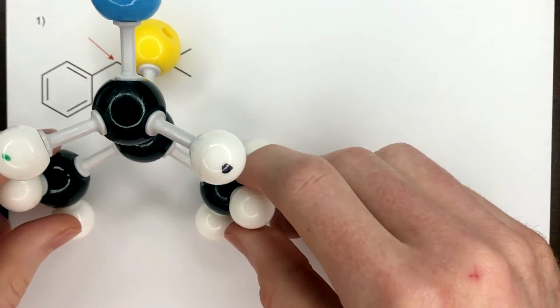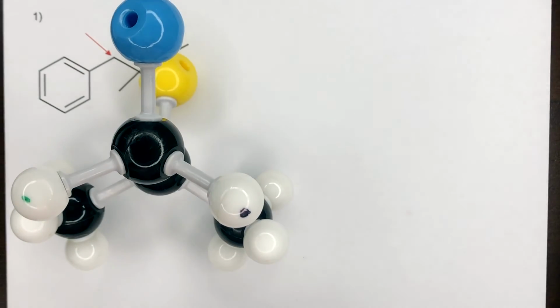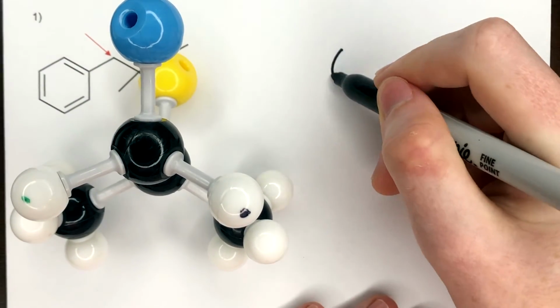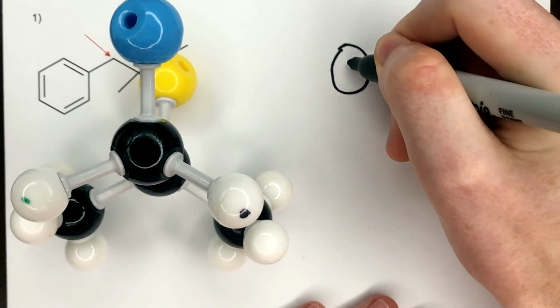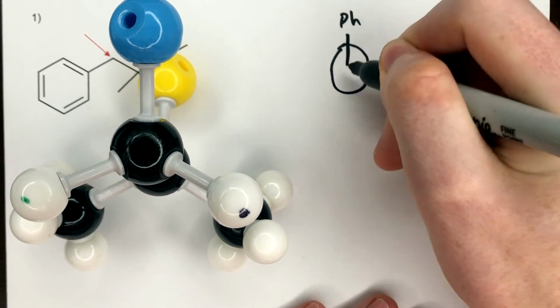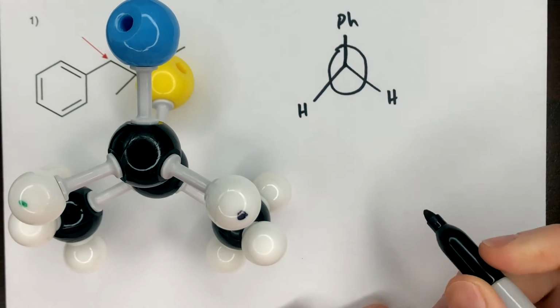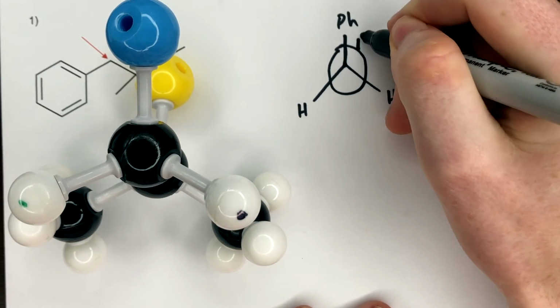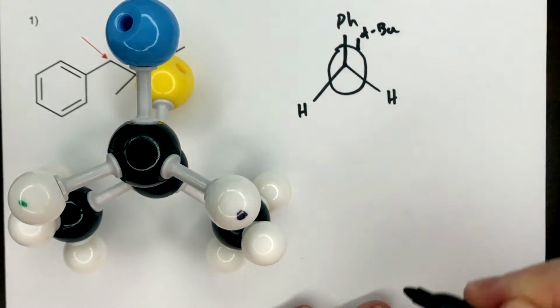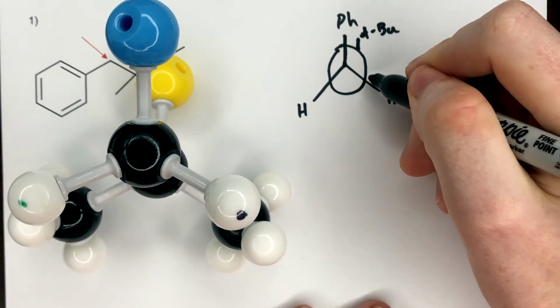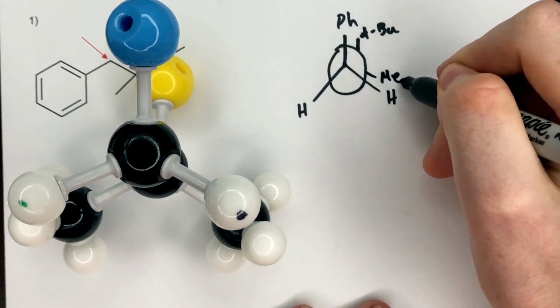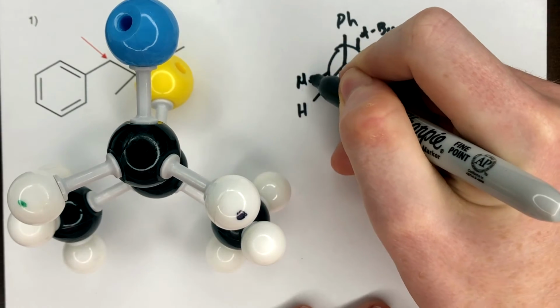So move this to the side. Here's our first conformation. So we have a phenyl up in the front, and then the 2 hydrogens down to the left and down to the right. And now our T-butyl here is eclipsing the phenyl, like that. And then we have a methyl eclipsing this hydrogen and a methyl eclipsing this hydrogen.